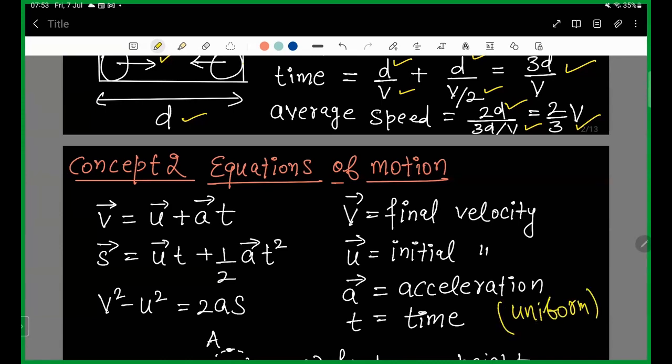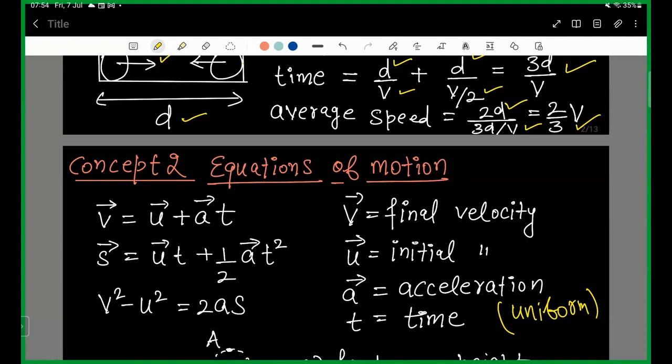Whenever the acceleration is constant, let's say motion under gravity, the acceleration is constant and it is minus 9.8. But in a situation where acceleration is not constant, we cannot use equations of motion. So whenever your acceleration is constant, we have 3 equations.